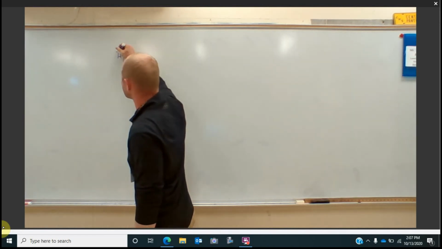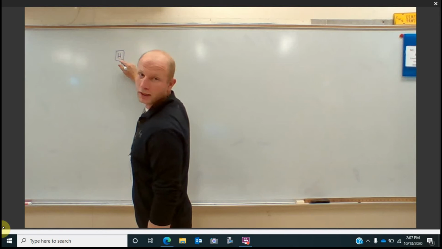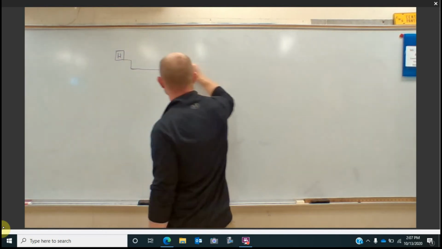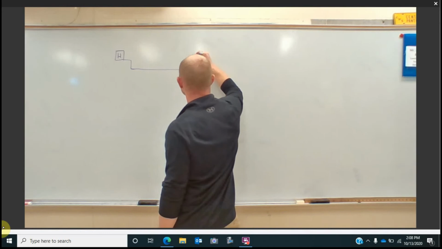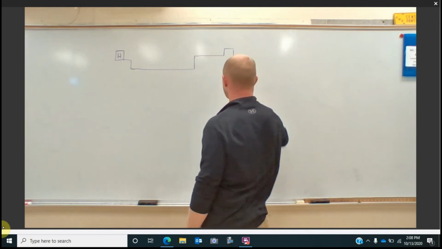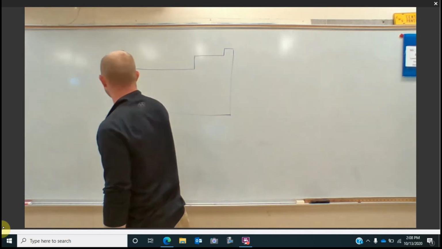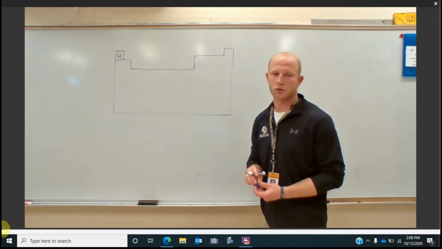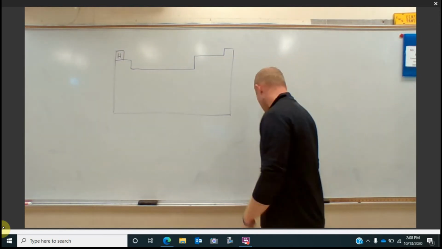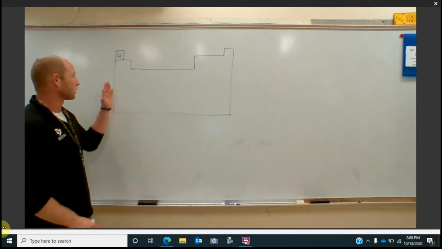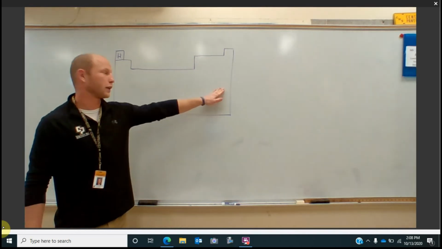We start off with hydrogen, and that's the only element I'm going to put on here. As I come down, my periodic table looks a little bit like this. I've got helium right here. Your outline of your periodic table should look something like this. We have these groups in our periodic table, and we're going to start from the left side and work our way over to the right side.